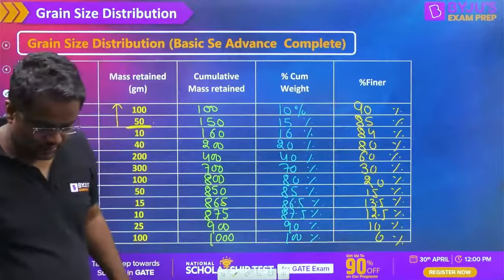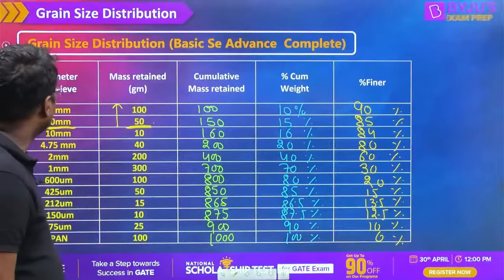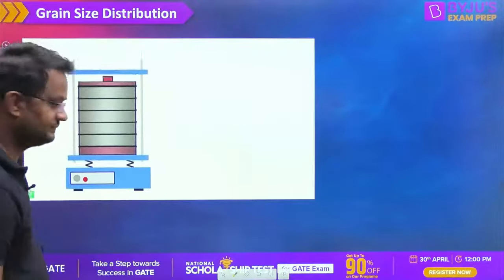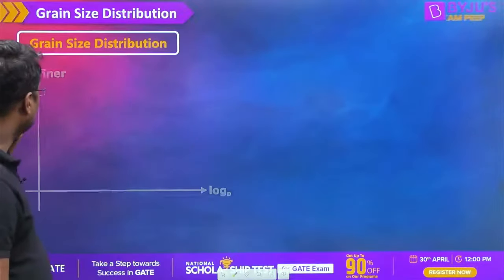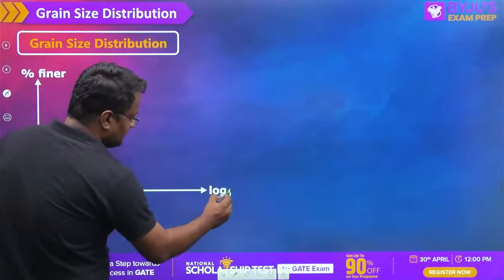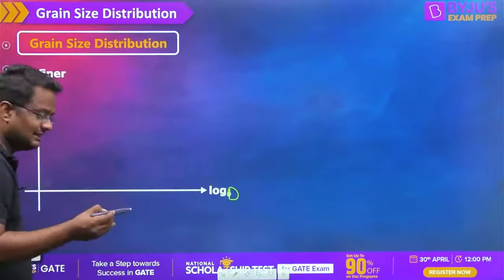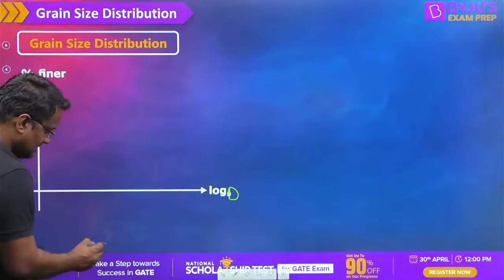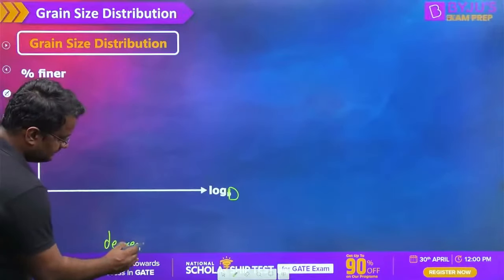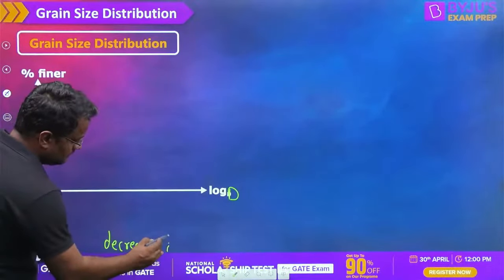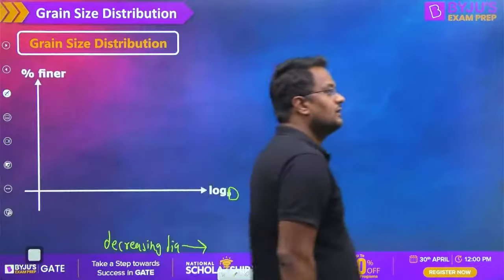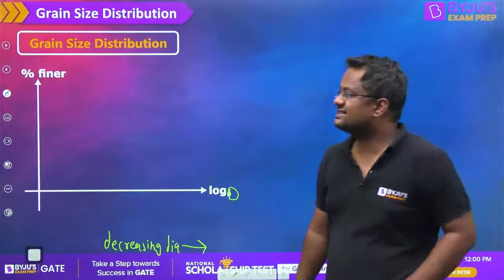Okay, Arun. Like this we get the chart. Now from this chart, if we make a graph, everyone please see, we make a graph of percentage finer and log diameter. Log diameter is generally written in decreasing order, decreasing diameter here. Okay, like this.